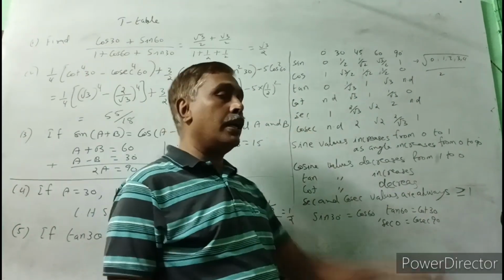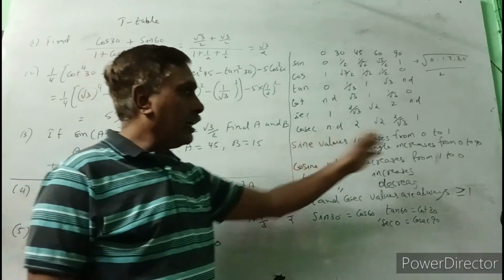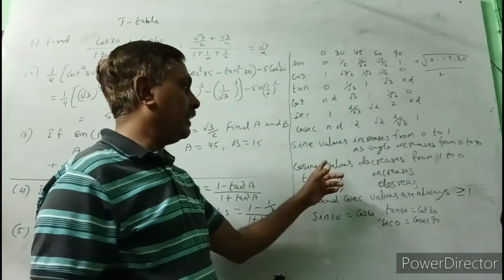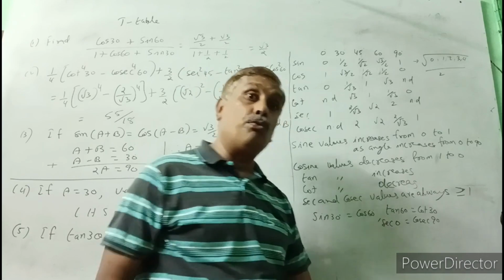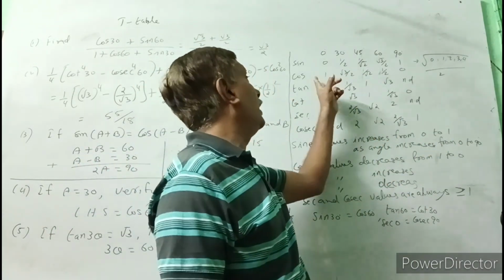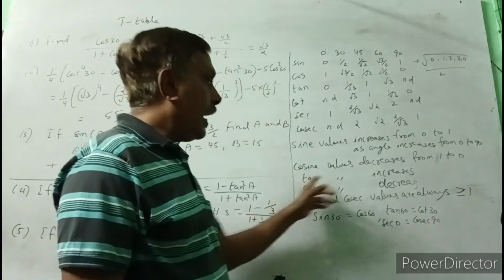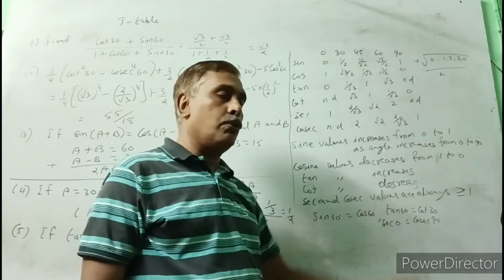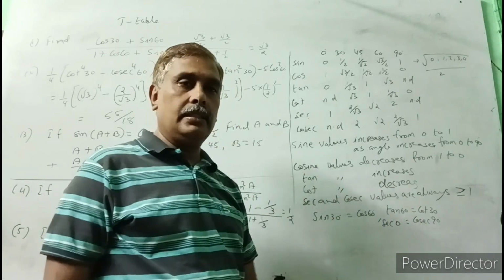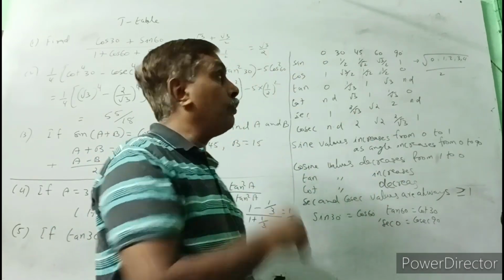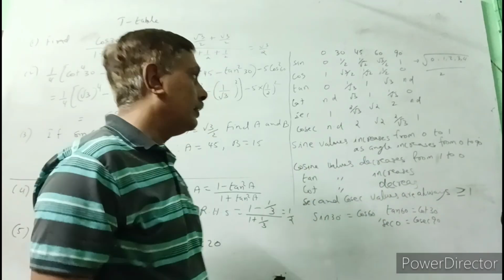But the cosine values are not like that. As the angles are increasing, cosine values are decreasing. Cosine values are decreasing from 1 to 0, you may see that 1 to 0. Tan values are also increasing, cot values are decreasing. Tan values are increasing, but cot values are decreasing, reverse order.